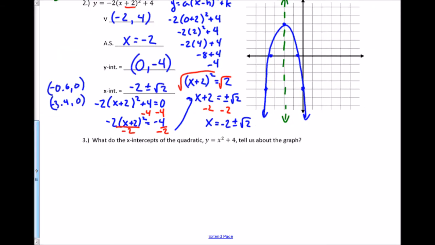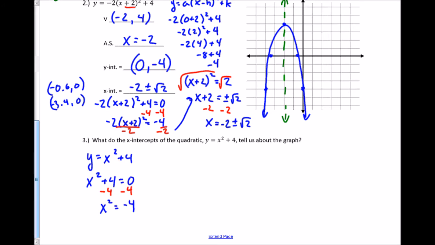Okay? Take a look at number 3. Number 3 is asking me about the x-intercepts of a certain quadratic, and it wants to know what it can tell me about the graph. So if I'm taking this quadratic and I want to talk about the x-intercepts, let's find the x-intercepts. For the x-intercepts, I plug a 0 in for y. And I'm going to solve this for x. To solve this for x, I subtract the 4 from each side.